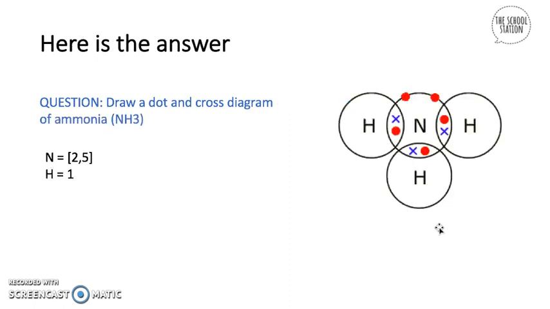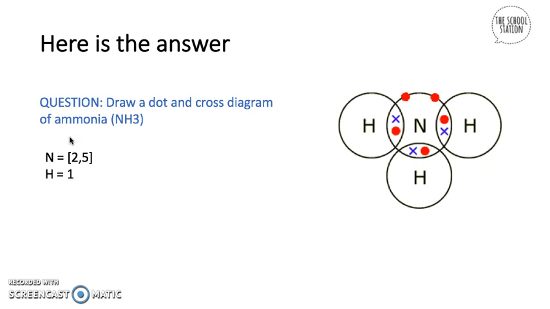So first of all, we have to look in the periodic table at the elements in ammonia, NH3. Nitrogen has 7 electrons, and the electronic configuration is 2, 5, and hydrogen has only 1 electron. We have to realize how many more electrons nitrogen needs to become stable. Nitrogen still needs 3 more electrons to become stable, while hydrogen only needs 1 more electron.